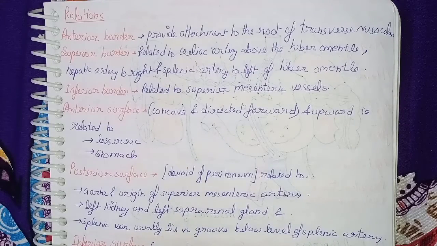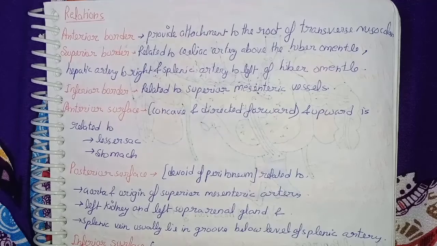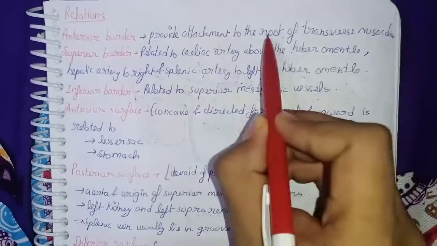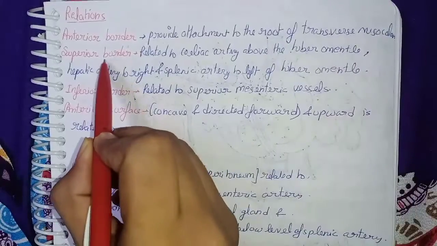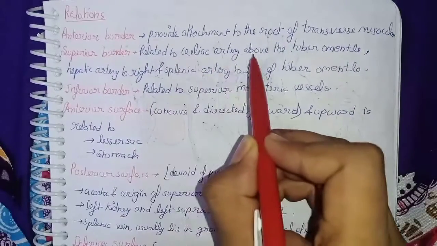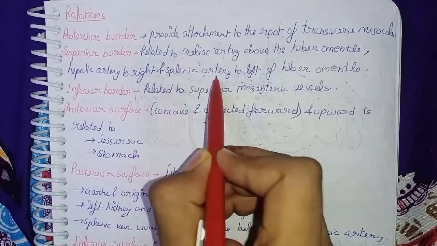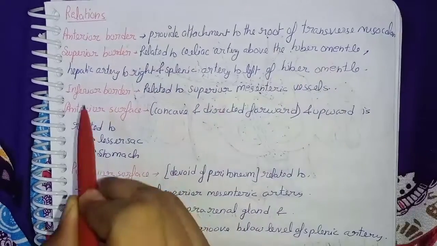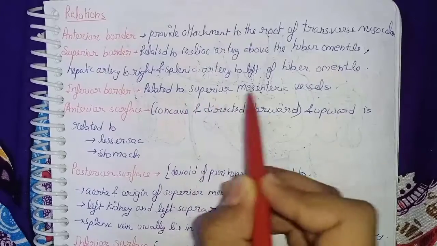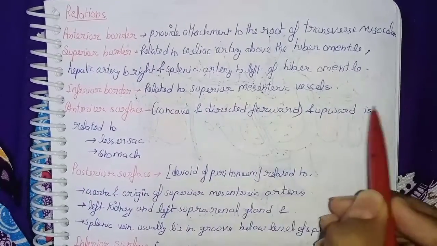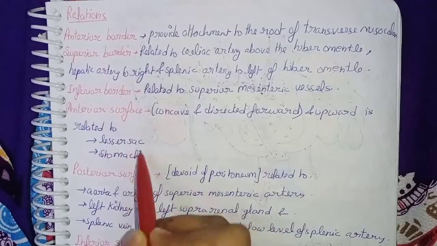Now coming to the relation of the body of the pancreas. So its anterior border provides attachment to the root of transverse mesocolon. Superior border is related to the celiac artery above the tuber-omental and hepatic artery to right and splenic artery to the left of the tuber-omental. Inferior border related to superior mesenteric vessels. Anterior surface, concave and directed forwards and upwards, is related to lesser sac and stomach.